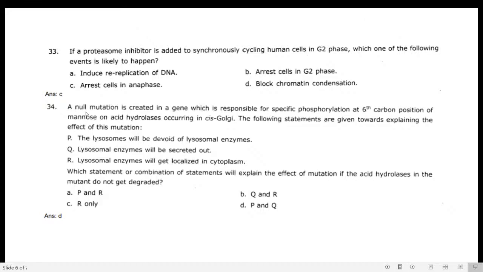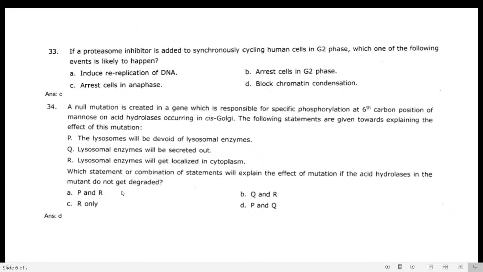Next question. A null mutation is created in a gene which is responsible for specific phosphorylation at the 6th carbon position of mannose on acid hydrolases occurring in the cis Golgi. The following statements are given to explain the effect of the mutation. They provided three statements, and P and Q is the correct combination of statements that will explain the effect of the mutation, in which the acid hydrolases in the mutant do not get degraded.